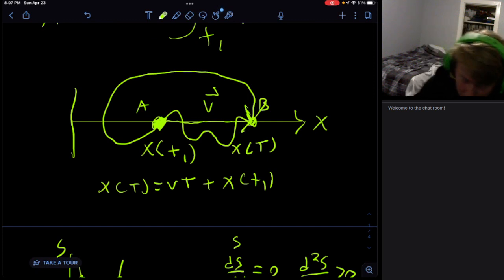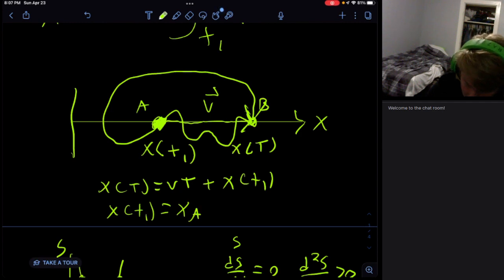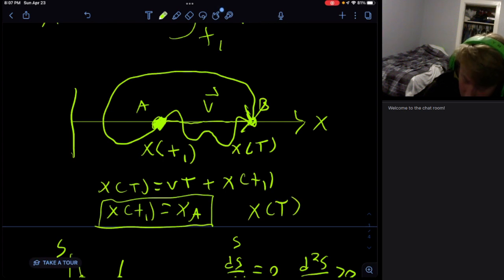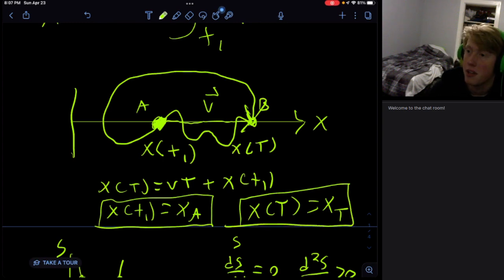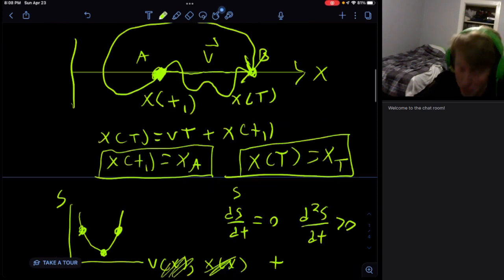So basically, here are our boundary conditions. x of t1 equals xa. Right, that's our first boundary condition, and x of big T is xt. All right, there we go. We've got boundary conditions now. Another boundary condition we could do is say that velocity is just constant everywhere, but again, that would oversimplify it, and I wouldn't get to talk about what I wanted to talk about here.